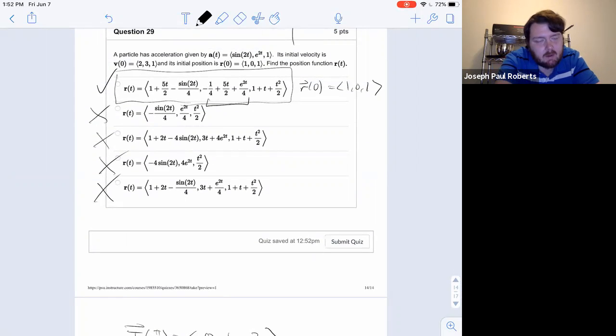So again, you should be able to do all these questions as if they weren't multiple choice, but you can sometimes use the form of the test to your advantage. Obviously, that's allowed. So for something like that, it just turns out that only one of the choices had the appropriate initial position, so that was good.